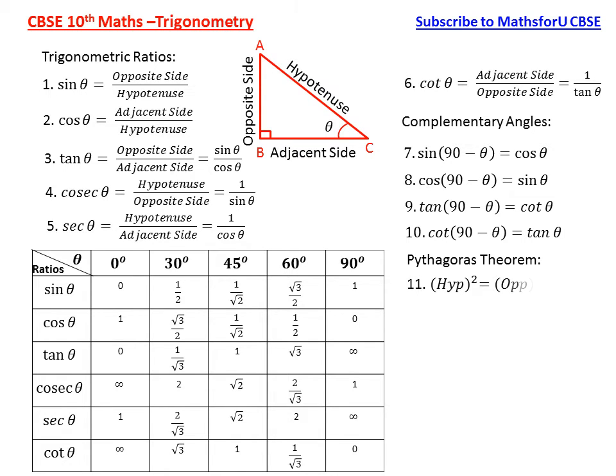says hypotenuse square is equal to opposite square plus adjacent square. So, always hypotenuse square is equal to opposite square plus adjacent square. With this, if any one side is not given, and the other two sides are given, then we use this Pythagoras theorem to find out the unknown side.